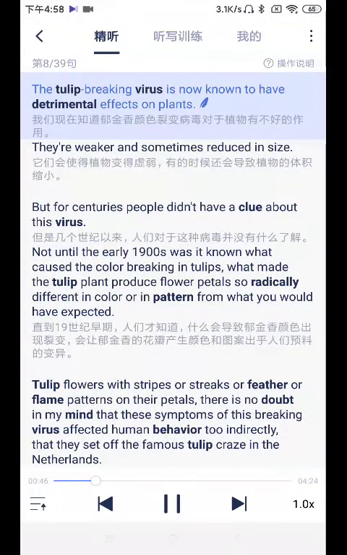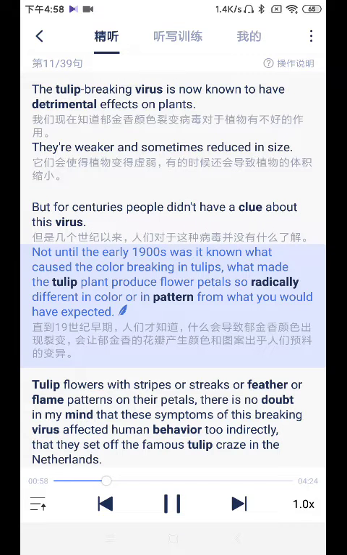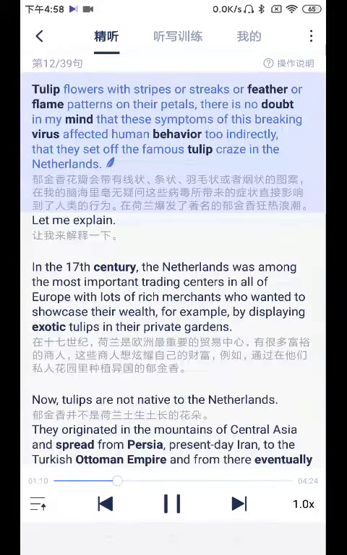The tulip breaking virus is now known to have detrimental effects on plants. They're weaker and sometimes reduced in size. But for centuries, people didn't have a clue about this virus. Not until the early 1900s was it known what caused the color breaking in tulips, what made the tulip plant produce flower petals so radically different in color or in pattern from what you would have expected. Tulip flowers with stripes or streaks or feather or flame patterns on their petals.